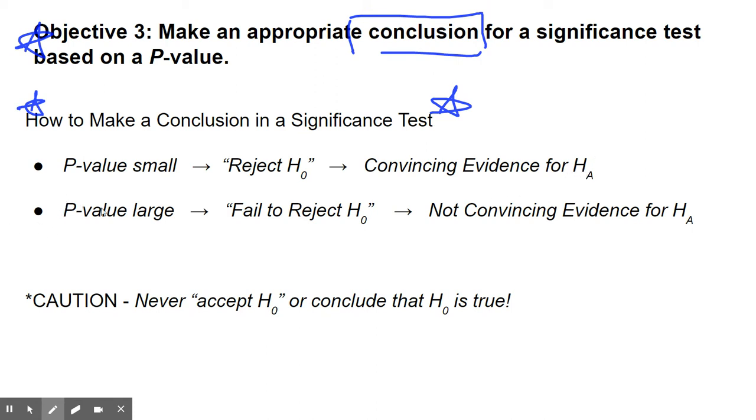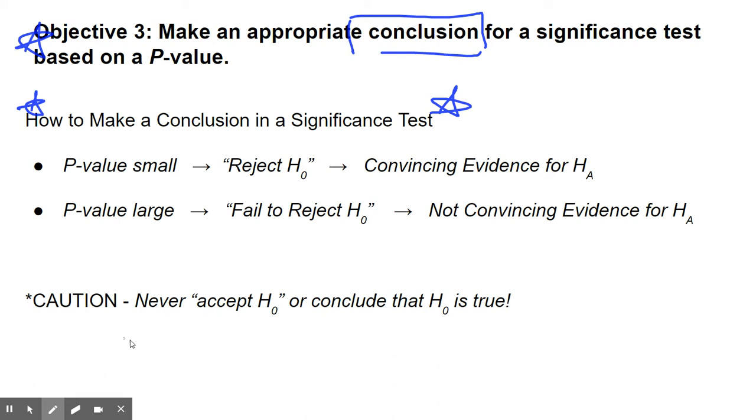Versus if the p-value is large, that means that this can happen by chance often. It shouldn't really have any convincing evidence, any really significant meaning to us. We are going to fail to reject the null. We can't throw out the original idea. We did not find convincing evidence for the alternative. So I hope this makes sense to you. It really should.